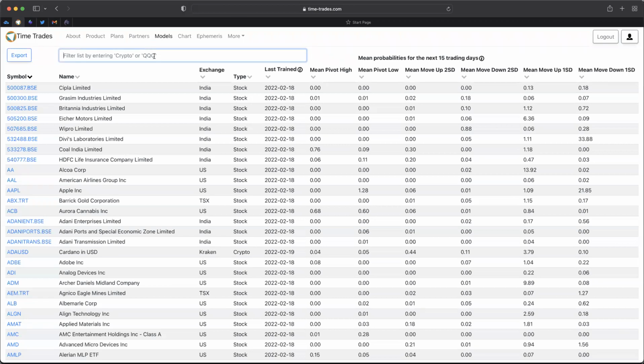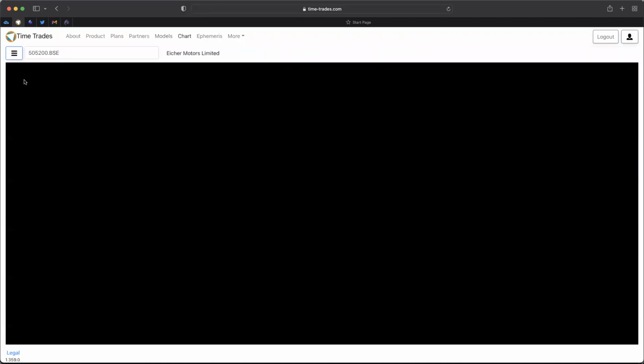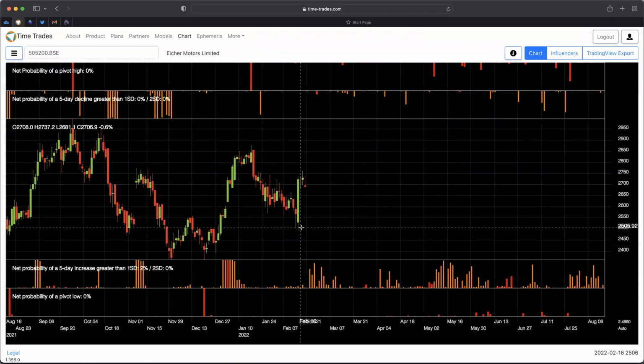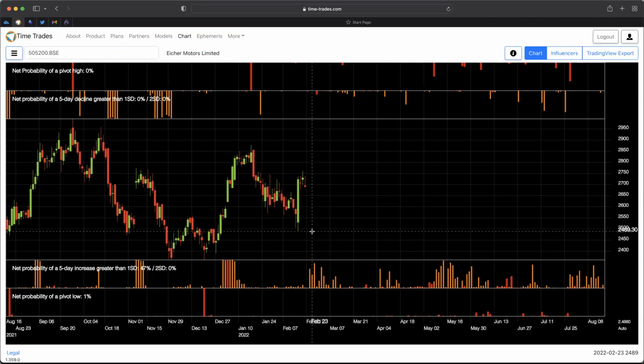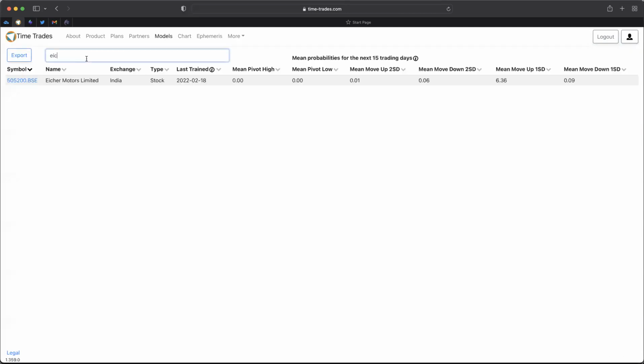We're going to start by looking at EICHER Motors. EICHER, there we go. Okay, so EICHER Motors has a nice bullish trend forecast here. For the next couple of weeks, we've got 1, 2, 3, 4 big up days that are forecast, all over about 50%. So pretty bullish moves in the forecast here for EICHER Motors. Let's go and take a look at ASIANPAINT.